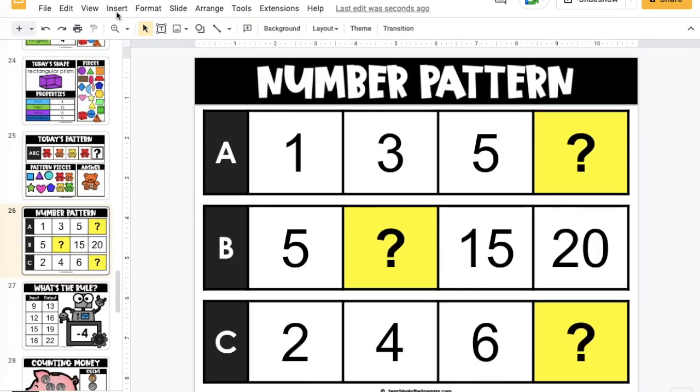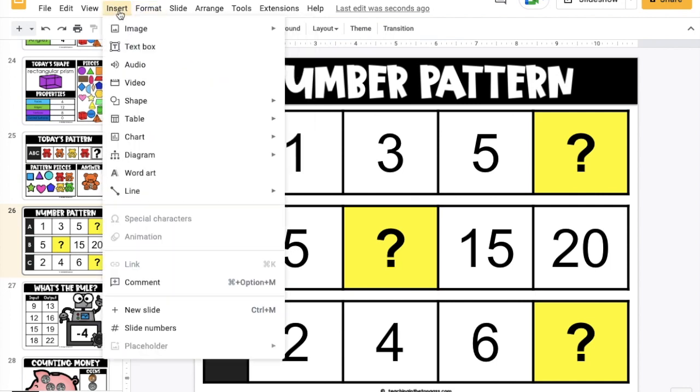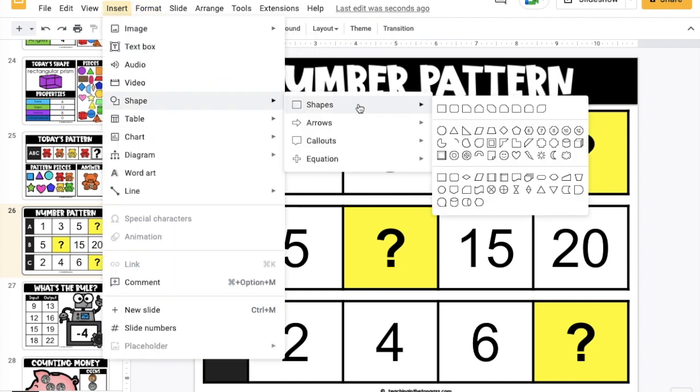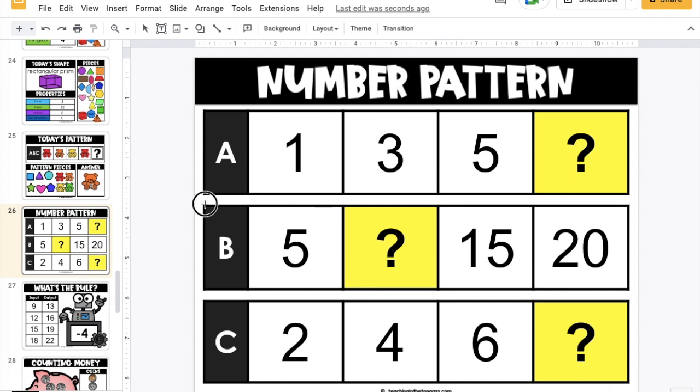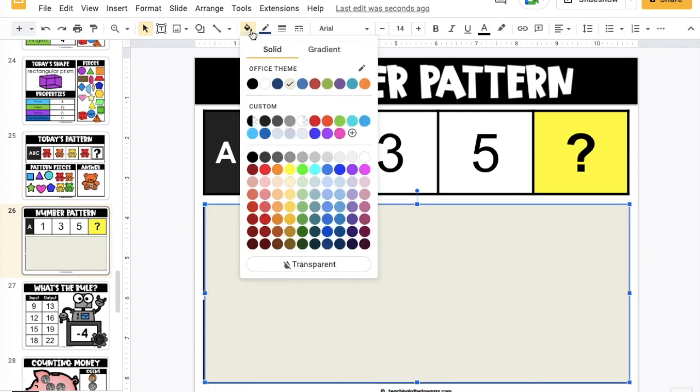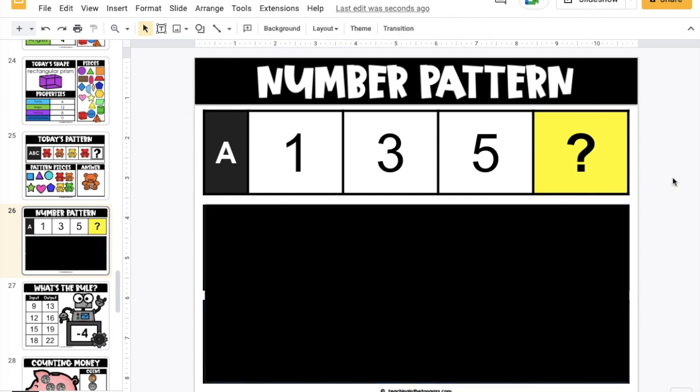Today's number patterns A, B, and C. Let's go ahead and cover up using just a plain rectangle. We'll cover up B and C so that we can focus on these one at a time. So number pattern A, we are looking at 1, 3, and 5. So between each of these numbers, we have to think how much is it changing.